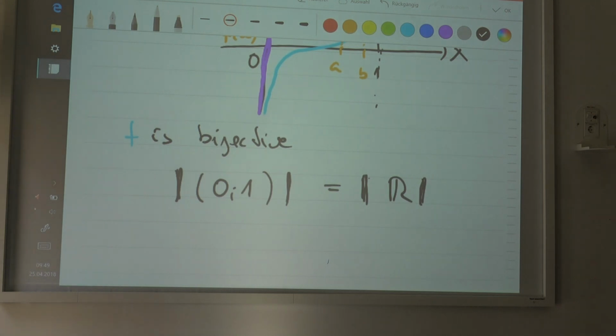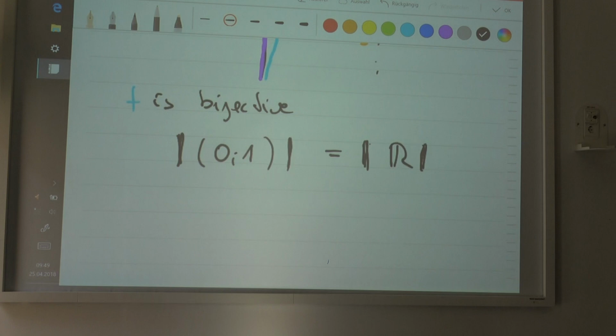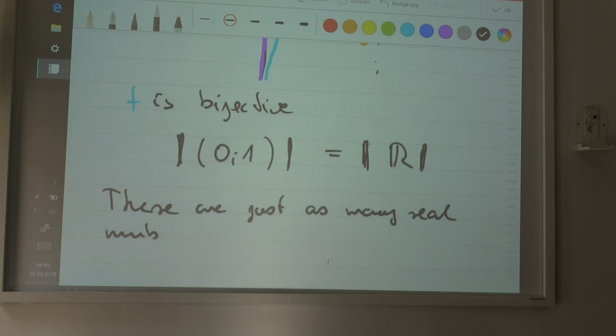So there are just as many real numbers between 0 and 1 as between minus and plus infinity. You might not comprehend this. As I told you before, we turn the world around, so this is what we do. Okay? So let me write it down: there are just as many real numbers between 0 and 1 as between minus and plus infinity.